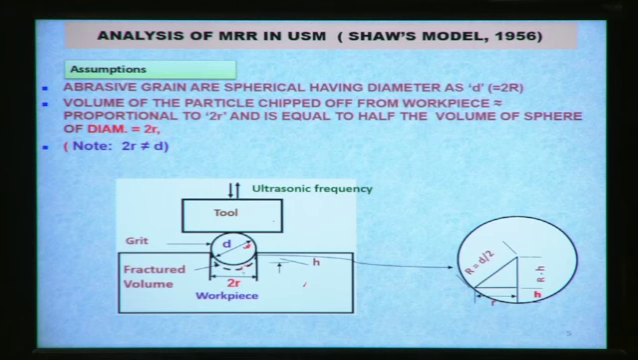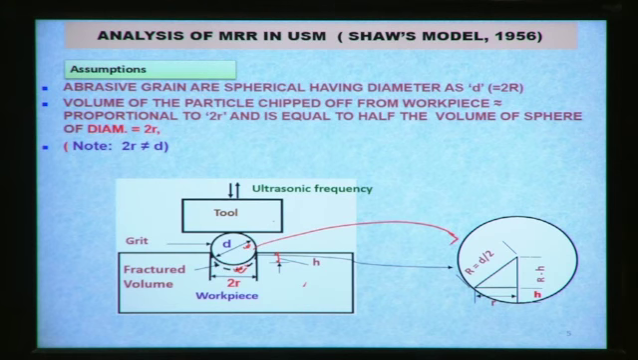So the volume of material removed is because of this penetration. The volume of material removed is half of this, considering this hemispherical penetration. This is the fracture volume, and this one is the depth of penetration, how much this abrasive grain has penetrated into the workpiece surface. Now this zone is exaggerated here with a bigger picture.